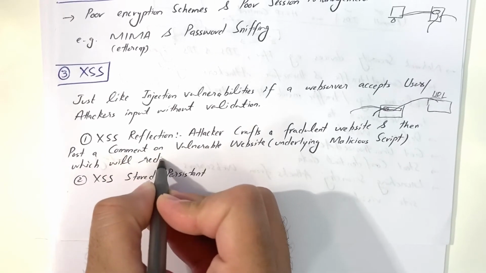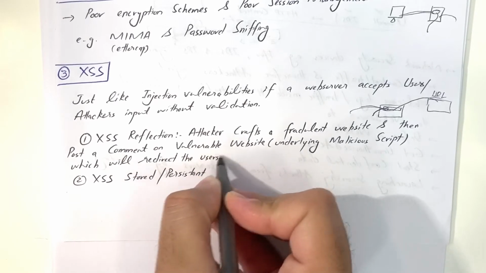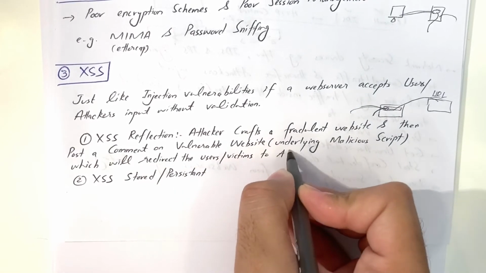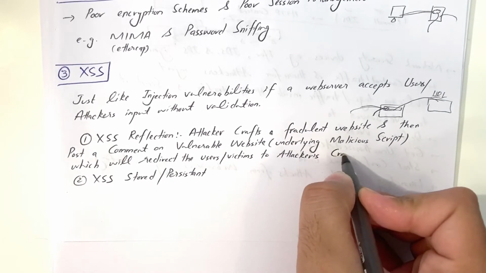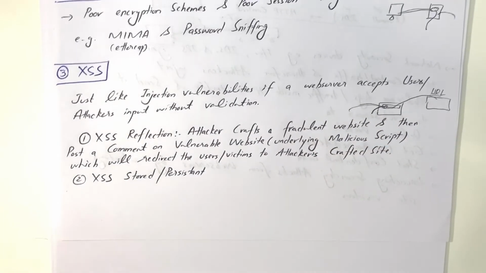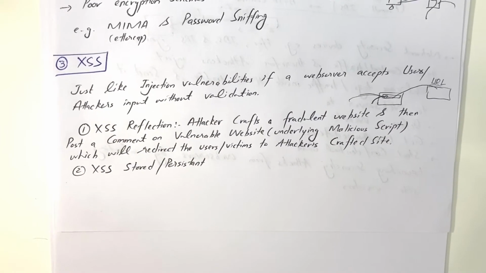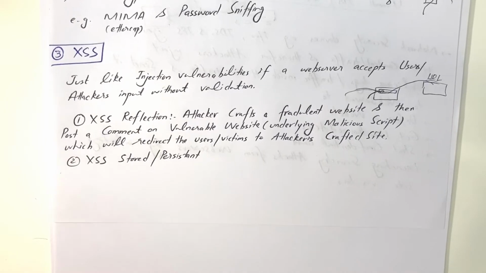redirect the user or victims to the attacker's crafted site, or it could download a virus or malware on the victim's computer. This type of attack, cross-site scripting attack, is called cross-site reflection.